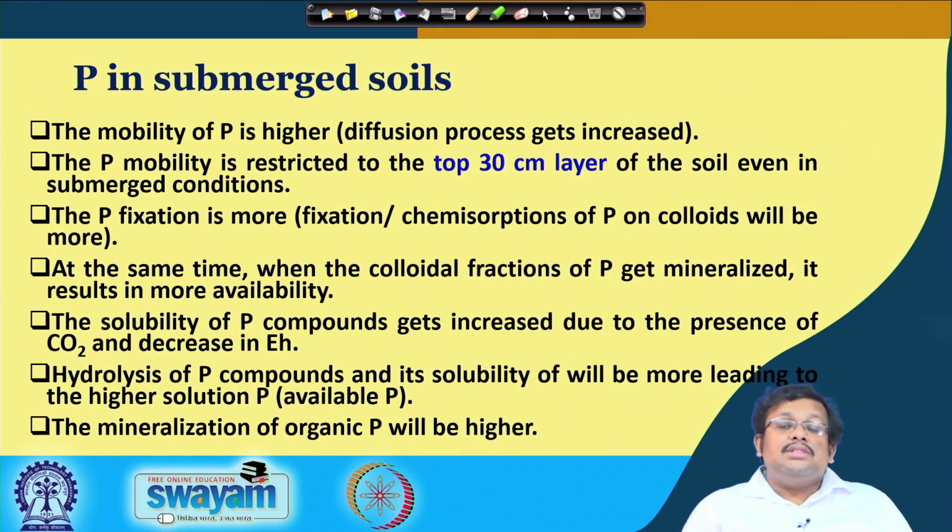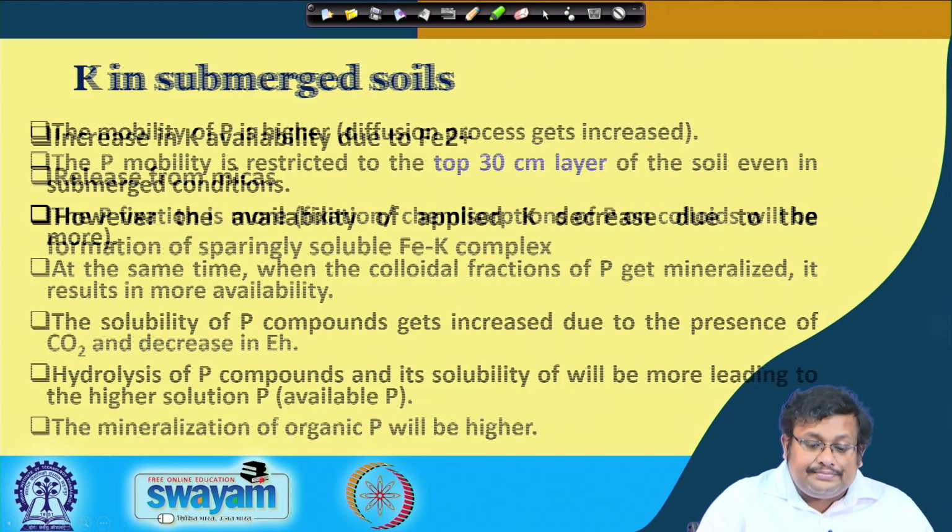So, hydrolysis of phosphorus compounds and its solubility will be more, leading to higher solution of phosphorus. As a result of that, and also the mineralization of organic P will be higher. So, as a result of all these processes, the phosphorus availability in submerged soil is relatively higher than that of oxic soil or aerobic soil. So, in case of submerged soil, the phosphorus availability generally increases.